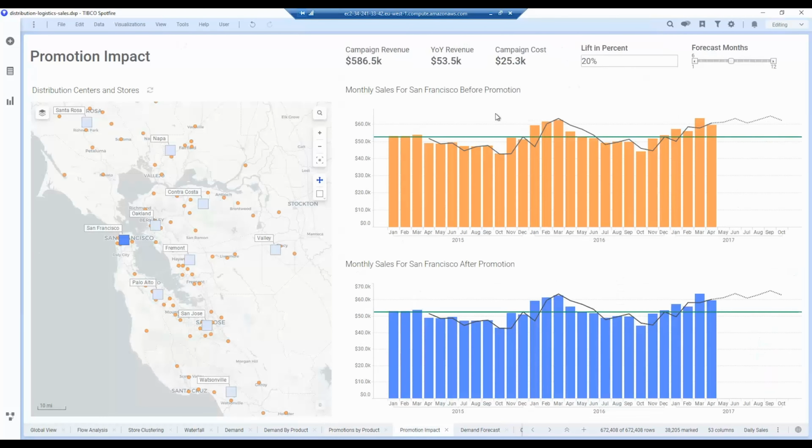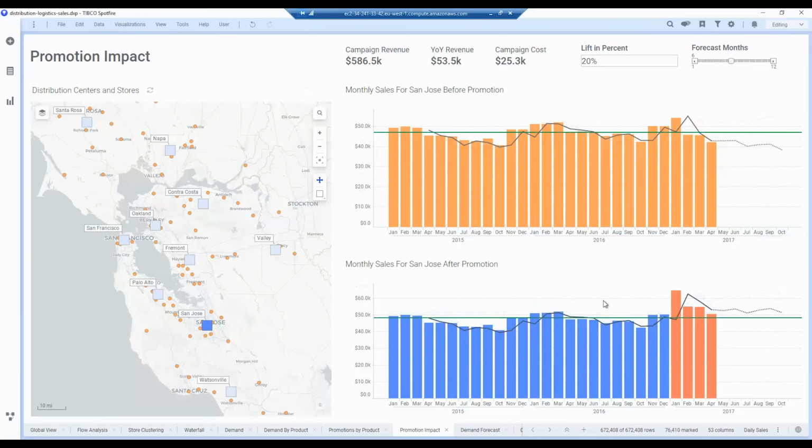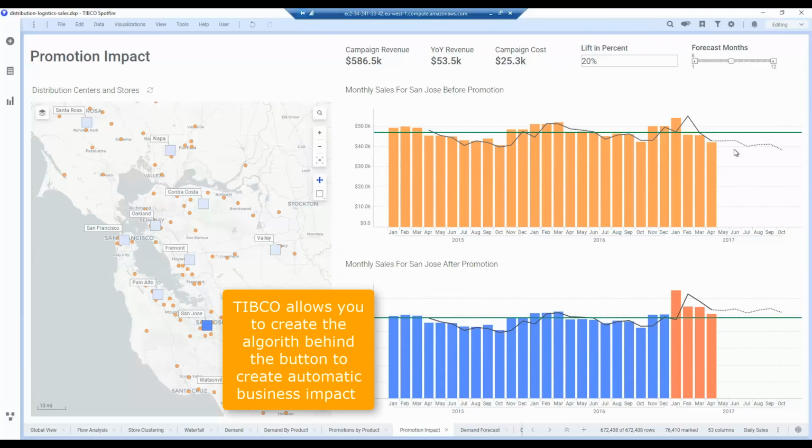We can estimate the promotion impact on the sales by applying a lift in percent over the previous forecast. So you can see here we've got the San Jose distribution center without the promotion impact, where our sales are on a downward trend, but once we apply the promotion, we're now operating more on a level forward trend.